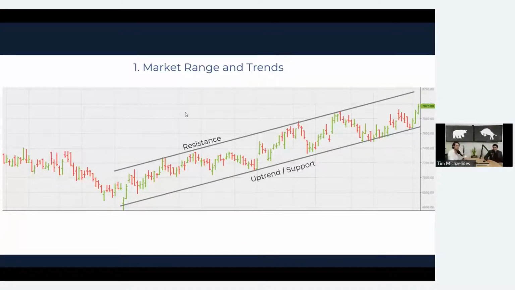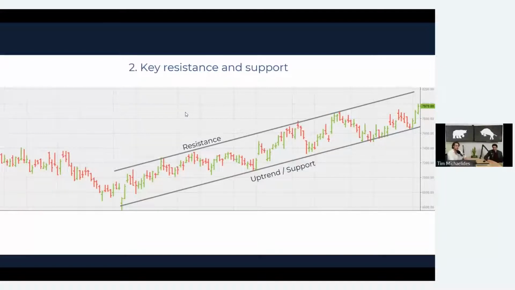So moving on, we've got the next step, which is to identify key levels of support and resistance. And look, this is not too different to the first step. It's just that support and resistance by our language are more traditionally just horizontal.